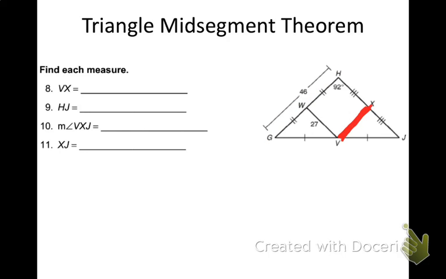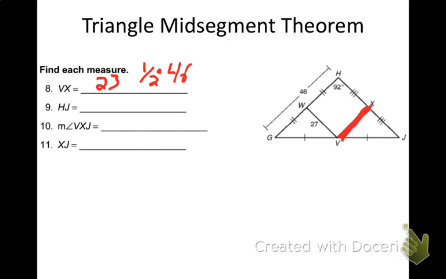So what are you thinking, Troy? Yeah. It's going to be half of that because it's the mid-segment on the third side. So Troy, what's VX then? 23, because it is half of 46. There's nothing that says the mid-segments are congruent to each other. The mid-segments are not going to be congruent. It's half of the third side, though. We do know that. We do not know that the mid-segments are congruent to each other.